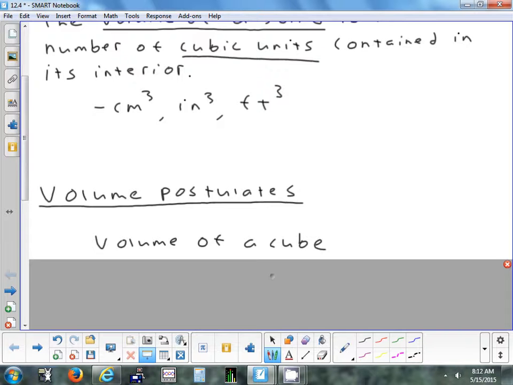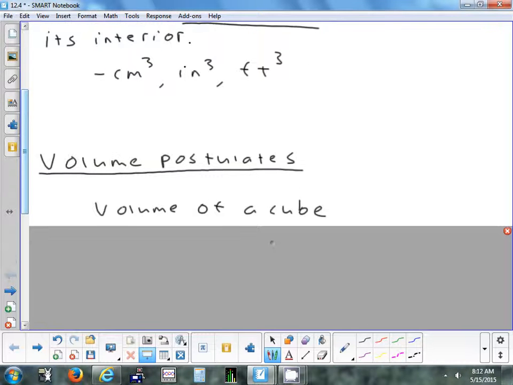All right, so we're going to start out with a few facts we're not going to prove. I'm just going to give them to you. Basically, formulas we're going to use. The first one is for the volume of a cube. Does anybody already know how you find the volume of a cube? Yeah, it's length times width times height.